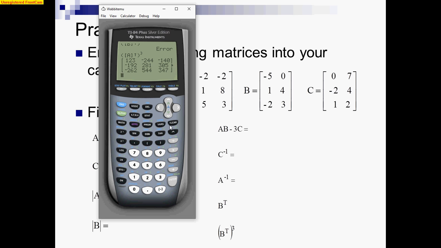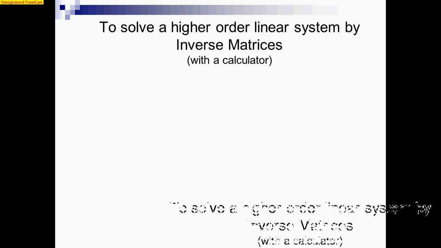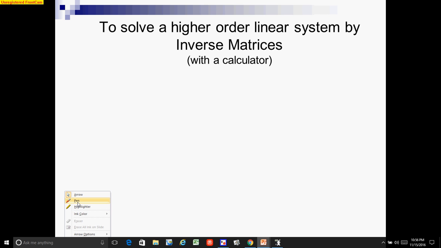Alright, so that was basic operations, adding, subtracting, determinants, transpose, inverses. Now, how about we use the calculator and our knowledge of inverse matrices to solve higher order linear systems. So instead of a 2 by 2, what if we had a 3 by 3 or a 4 by 4 or a 20 by 20?